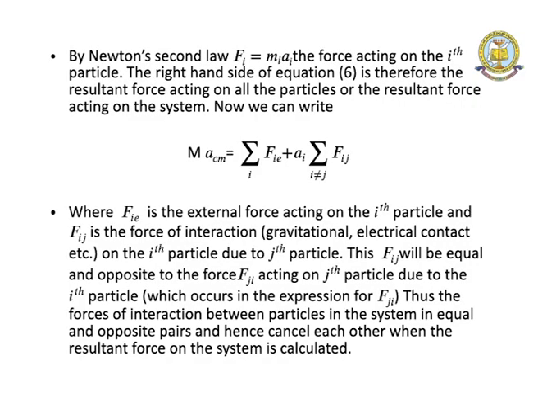Let us consider this equation as equation 6. Now the right term of equation 6 is given by Newton's second law, F equal to ma. So you can write Fi equal to mi ai, where Fi is the force acting on the ith particle. So the right-hand side of this equation is the resultant of the forces acting on all the particles, that is the resultant force acting on the system.